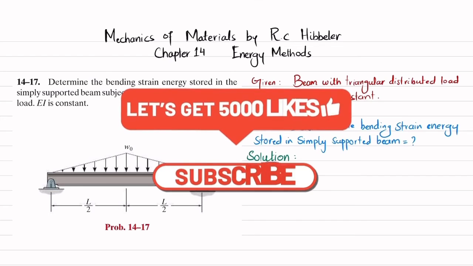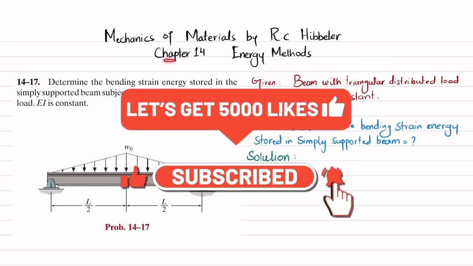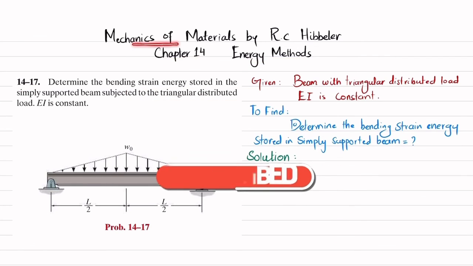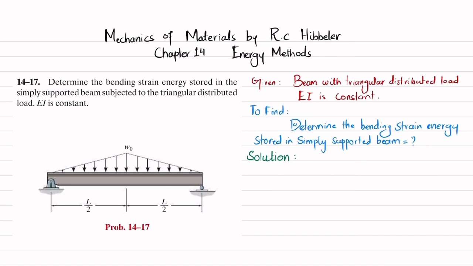Welcome back. In this video, we are going to solve problem 14-17 that is taken from chapter number 14, Energy Methods, and the book name is Mechanics of Materials by R.C. Hibbeler. So the statement is: determine the bending strain energy stored in the simply supported beam subjected to triangular distributed load. EI is constant. So you can see this is a simply supported beam having a triangular loading.